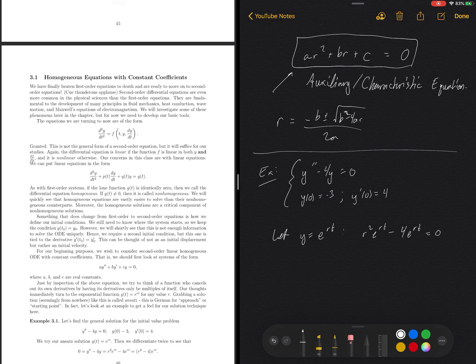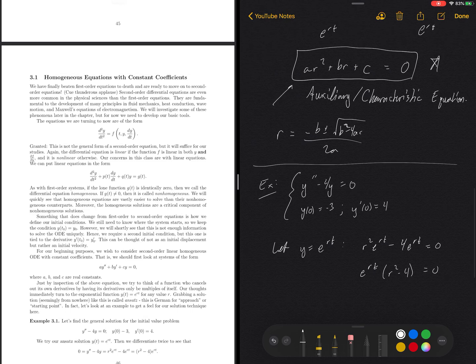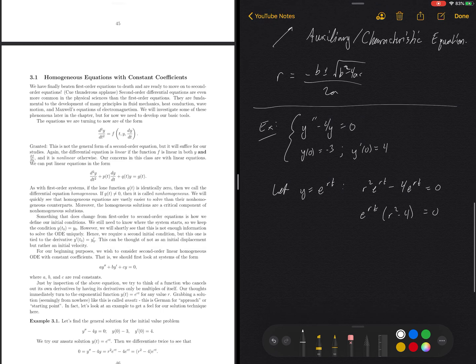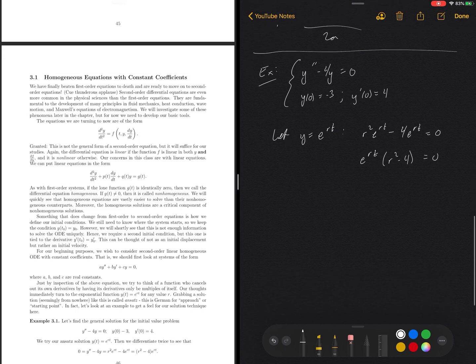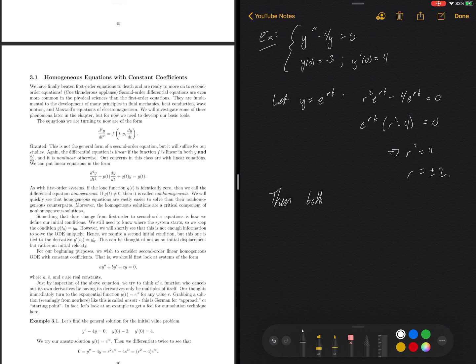If I were to use y equals e to the rt, there's two ways I could do this. Either I can substitute this in, so I'll wind up with r squared e to the rt minus 4 e to the rt is equal to 0, and I see an r squared minus 4 show up. But I could have done that just by jumping to my auxiliary equation and using my coefficients. Basically everywhere I see a derivative, I add in another factor of r. So two derivatives gets two factors of r, hence the r squared. That means that r squared has to be 4, or r is plus or minus 2.